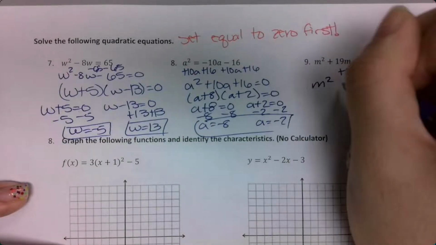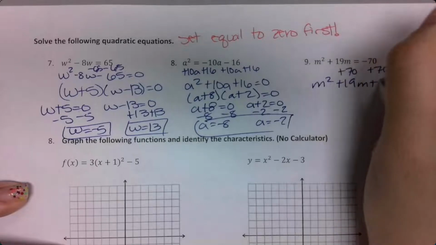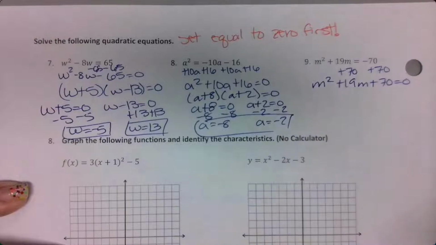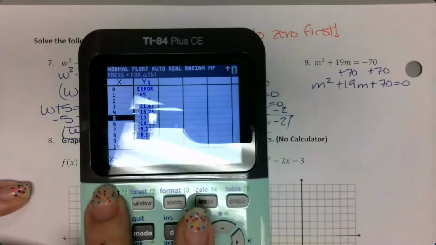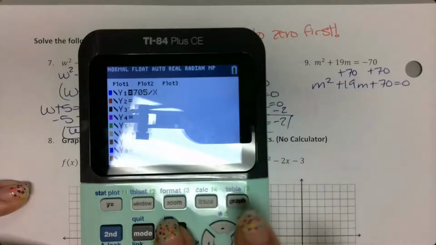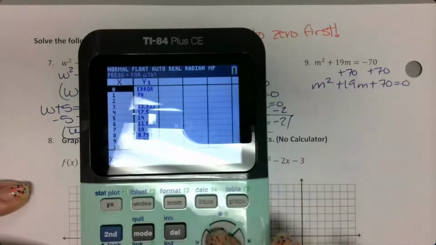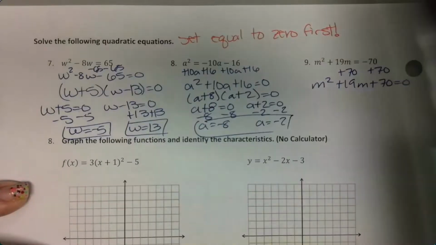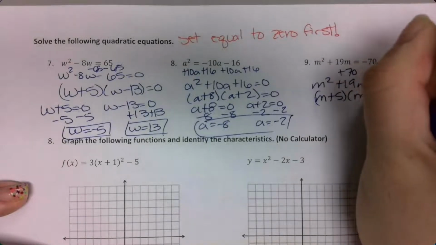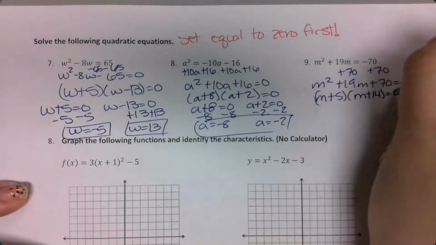So I have m squared plus 19m plus 70 equals 0. I'm looking for what multiplies to 70 and adds to 19. This one, I don't know. Oops, so I'm going to do, this is a positive 70. Go back to my table. I found 5 and 14. So m plus 5, m plus 14 equals 0.